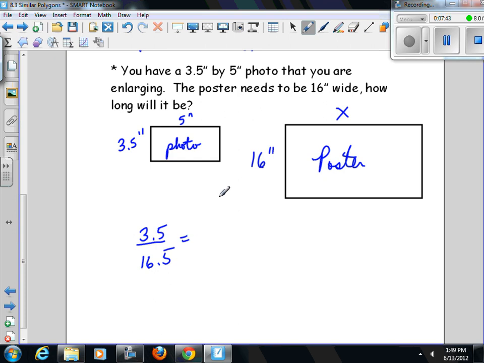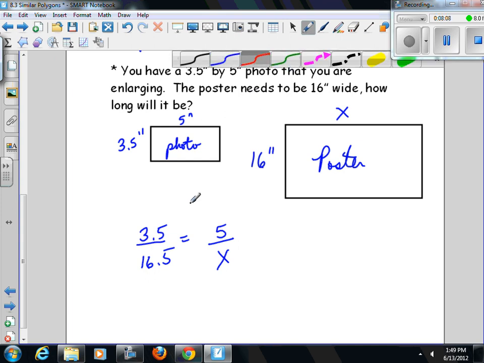Okay, now the lengths will have to have the same scale factor as the corresponding widths. So we can set them equal to each other. So the length of the photo needs to correspond to the length of the poster. The scale factors, again, have to be the same. That's why we can set these equal to each other. So now we're ready to cross multiply.